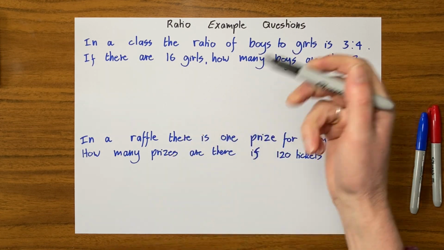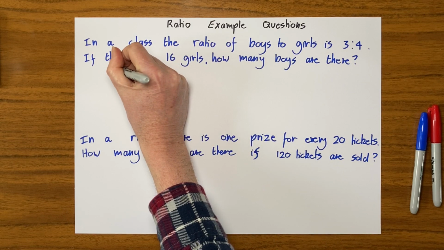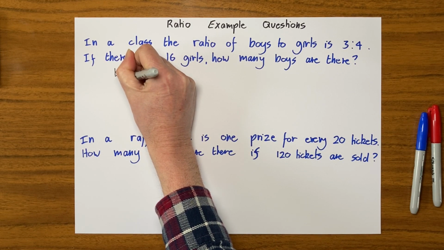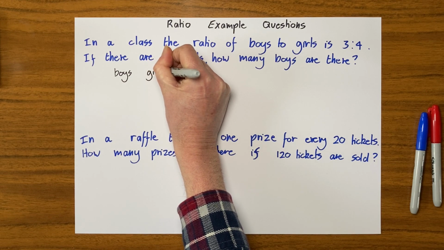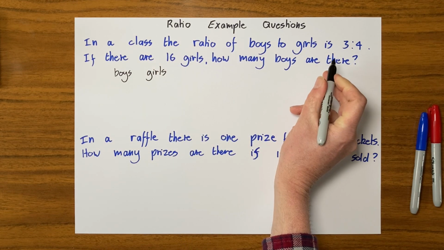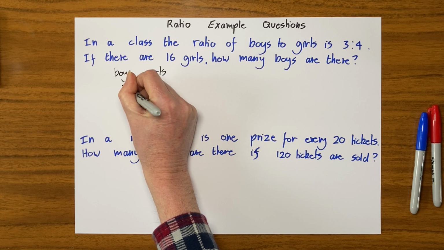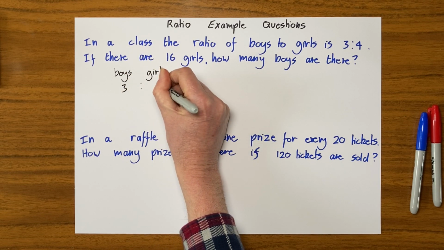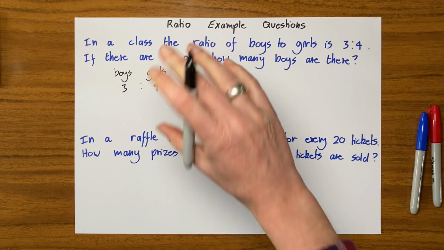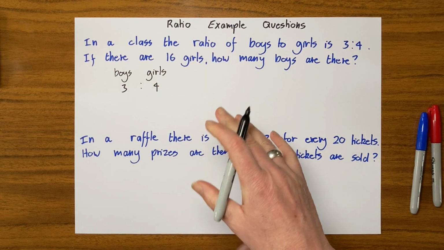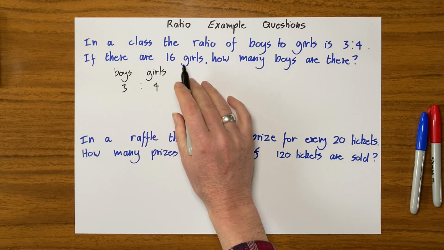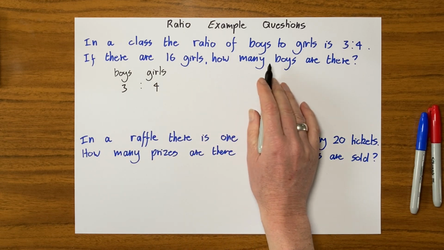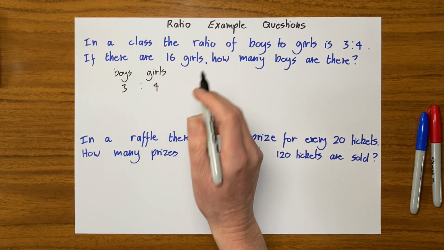So the first thing I'm going to write is I'm going to write boys here, and I'm going to write girls here, and I'm going to write underneath the ratio. So for every 3 boys there are 4 girls, and that is always going to stay the same, that ratio between the boys and girls. And now it's saying if there are 16 girls, how many boys are there? Well, let me show you what to do.